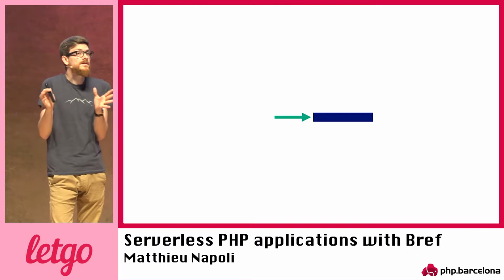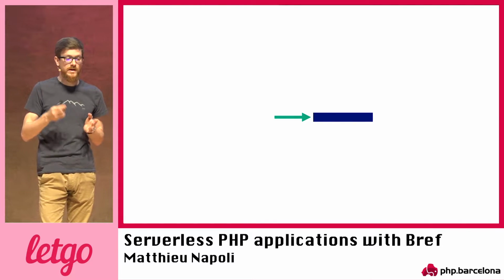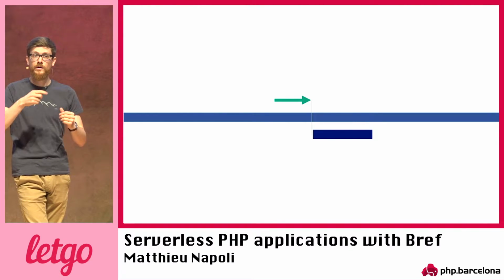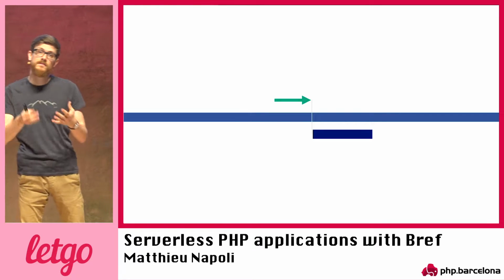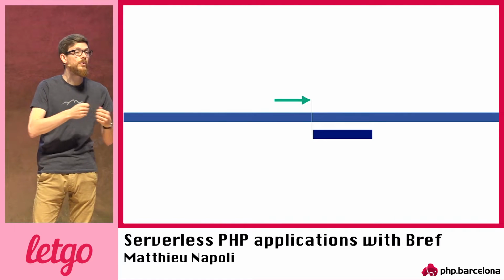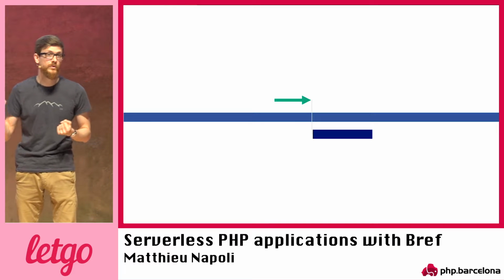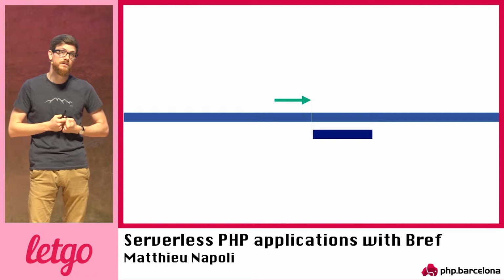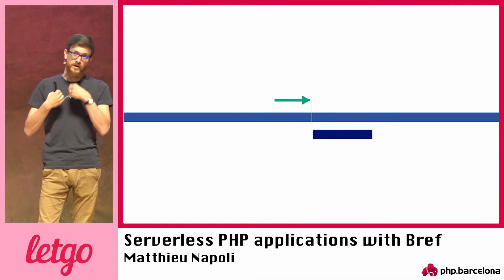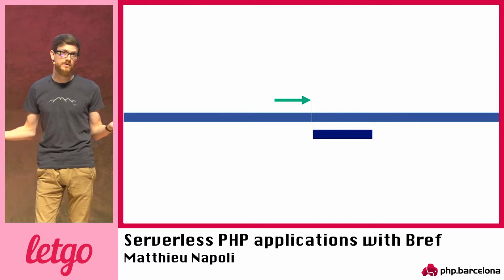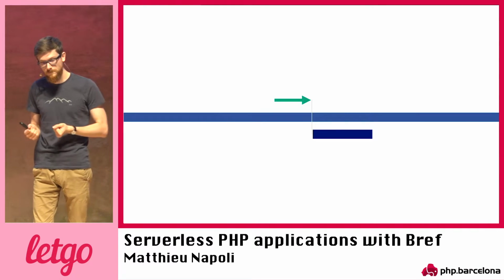In reality, that is not how it works. It's more like this. You have the large blue bar, which is the server. And it runs all the time. And it waits for requests. And when there is a request, it will invoke our code. Sorry, our controller, for example, our script.